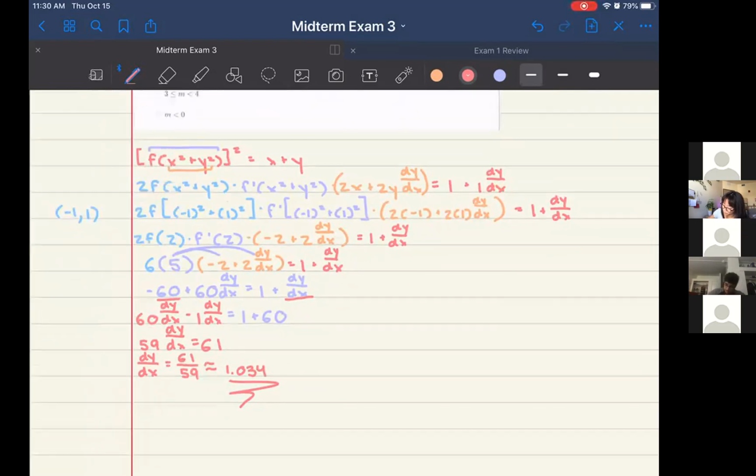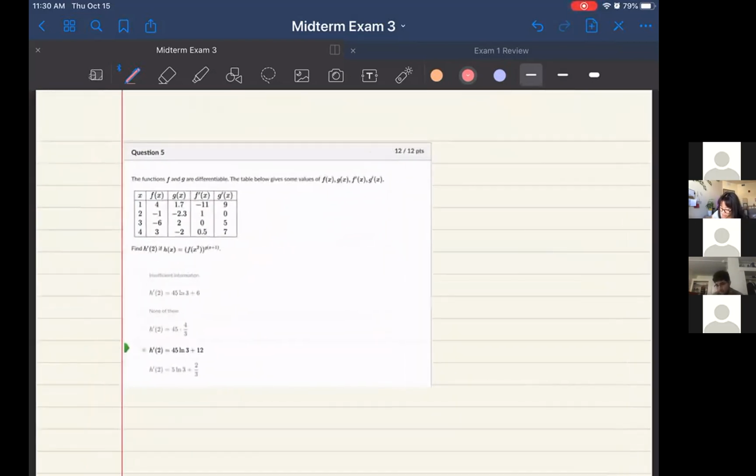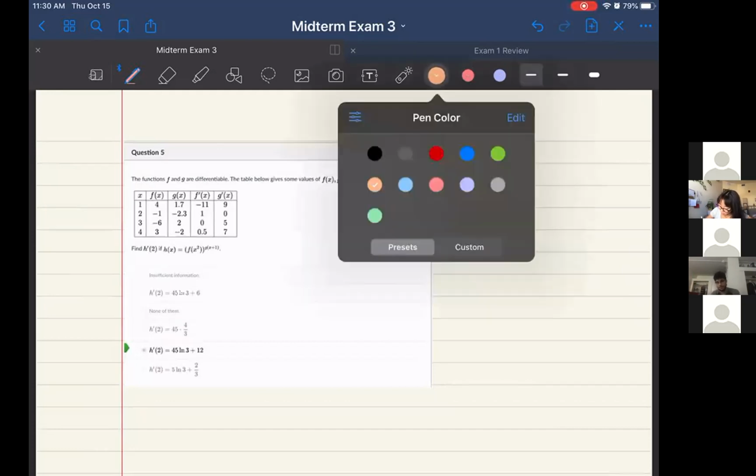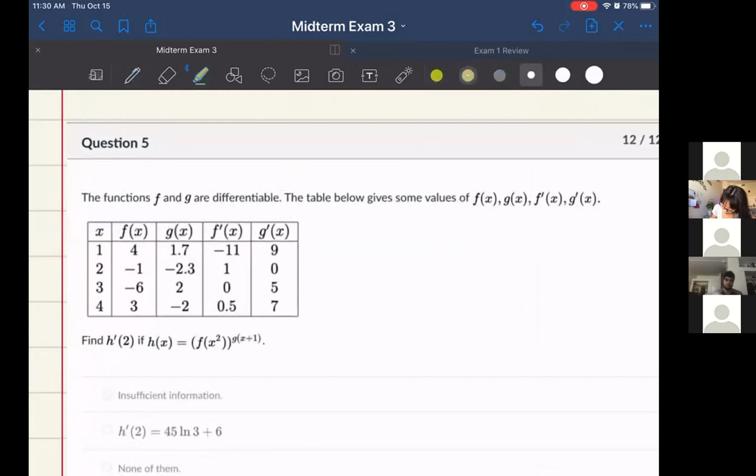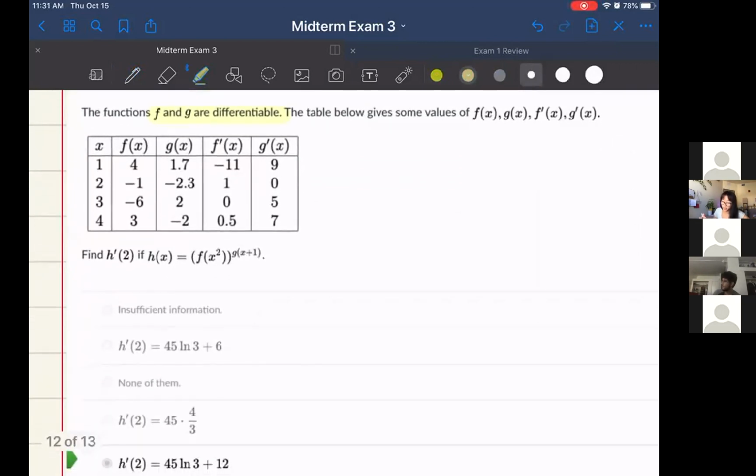Thank you. Cool. All right, for question 5. This is the one that was confusing, right? To everyone. This one took me a little while. Let's see. Okay, the functions f and g are differentiable, thus continuous. And when I read problems, I like to highlight them and just take notes on what I know is true or not. And sometimes it's not really relevant, but it's still good to keep those things in mind. The table below gives some values. Find h prime of 2 if h of x equals that expression.